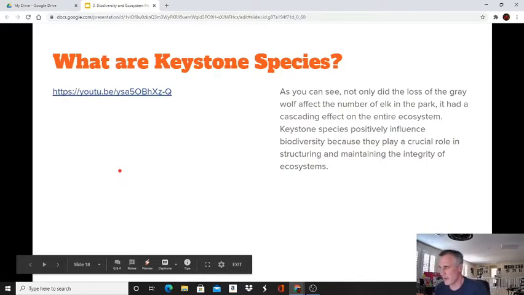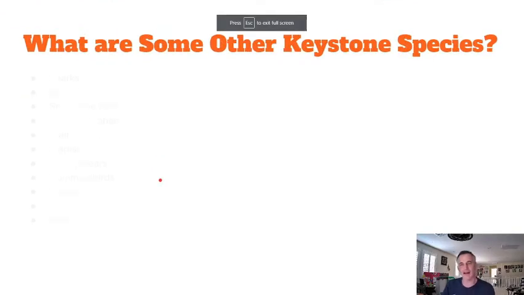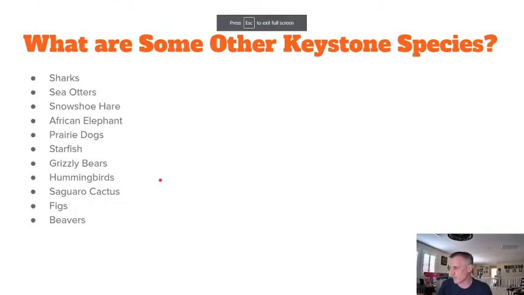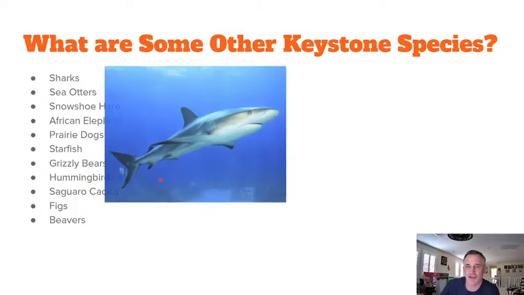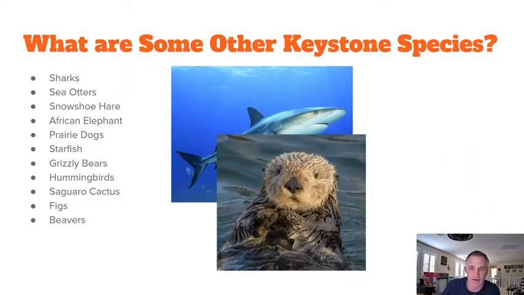So, as you could see, pretty significant little video, kind of high impact video showing the reverse of what I just described when the wolves were removed. So let's look at a few other keystone species before we finish this up. We got sharks are a type of keystone species. They help maintain certain aquatic ecosystems.